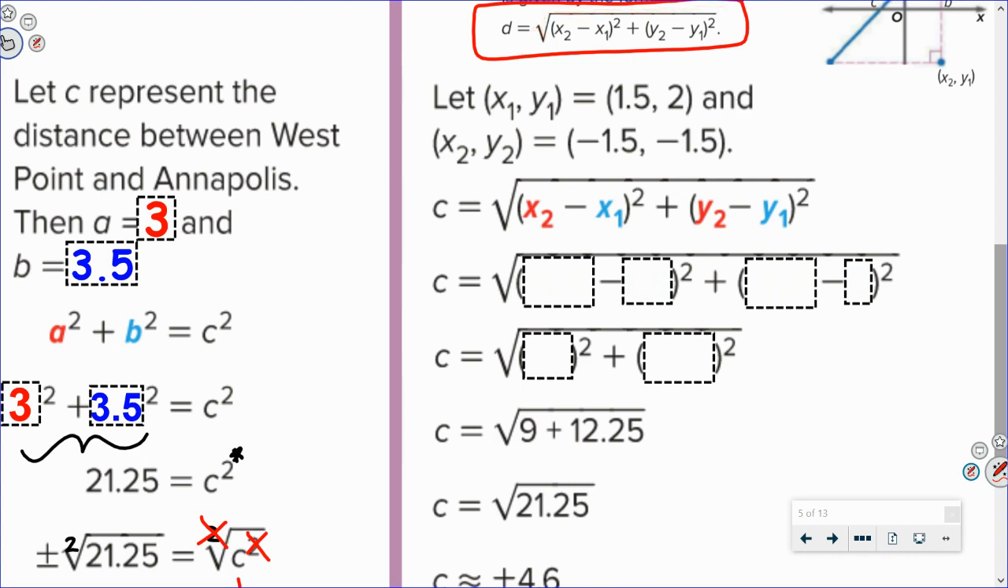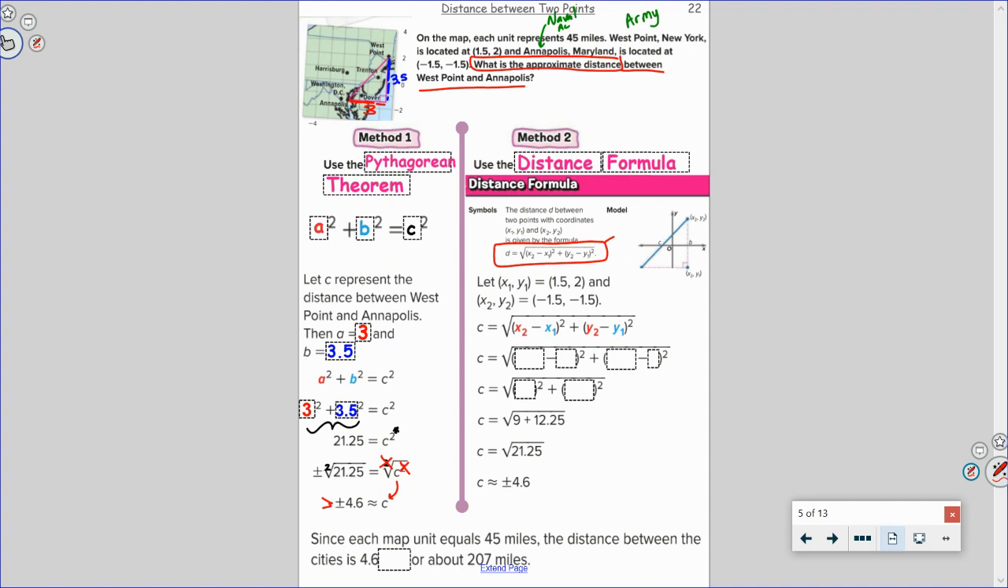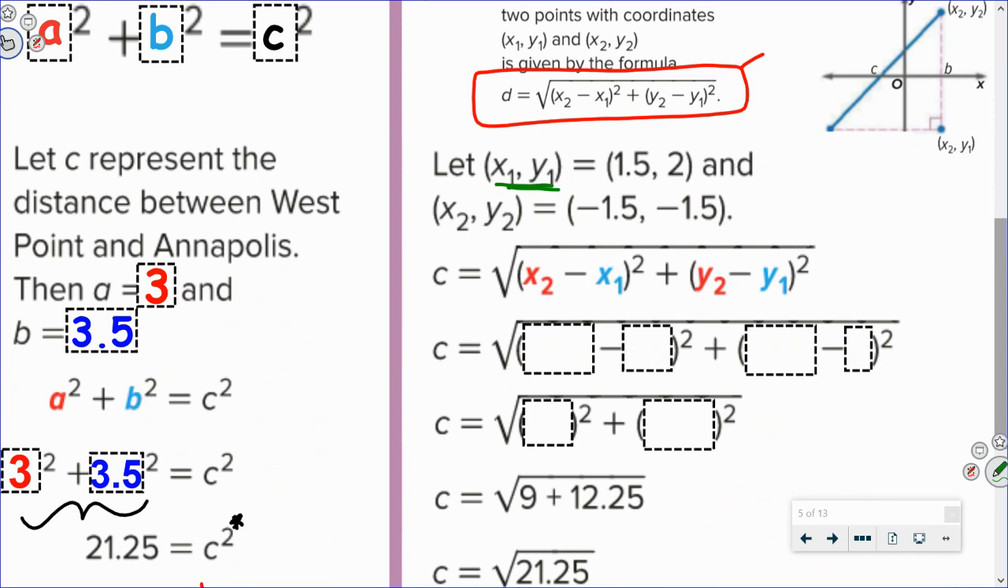The first thing I'm going to do is take a look back at the points. This is going to get a little small, but I want to imagine the first point. Oh, it's right here. I can make it bigger then. The first point is (1.5, 2). The second point is (-1.5, -1.5). And so let's go ahead and start substituting those numbers in. Some of you might even like to write it directly above and below, and that's fine.